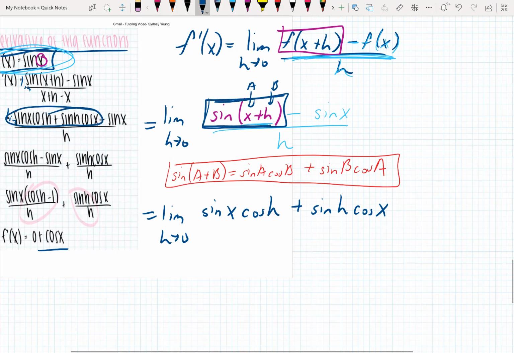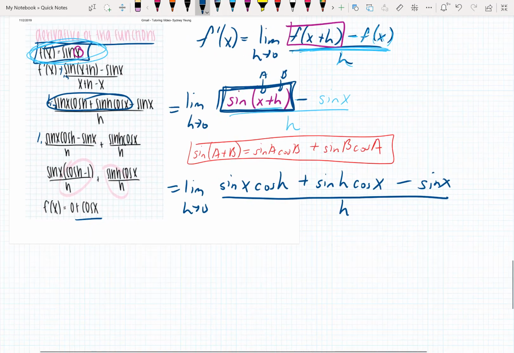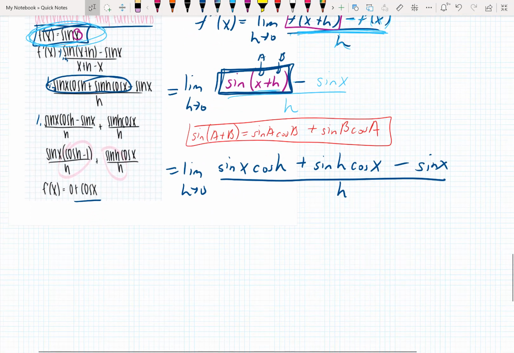And so that was just this part. And then we're still subtracting the sine of x. And we still have it all over h. And so we still have to solve this limit. So this is where you have to be a little bit clever.